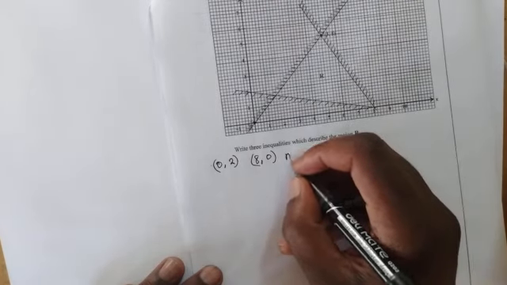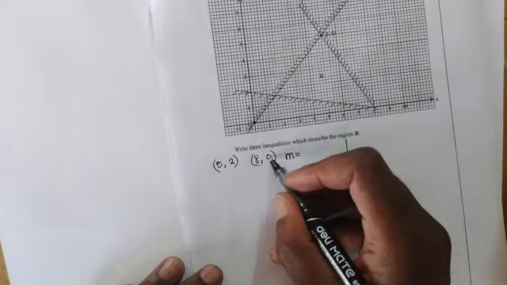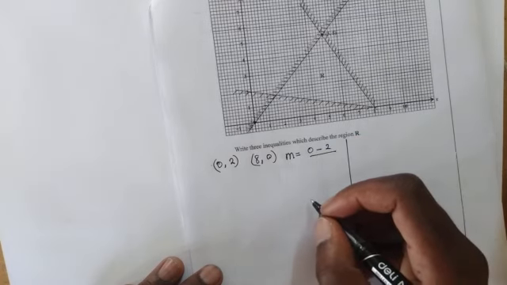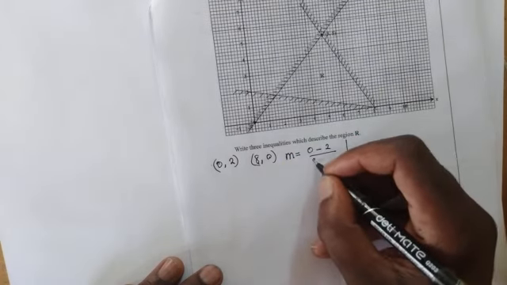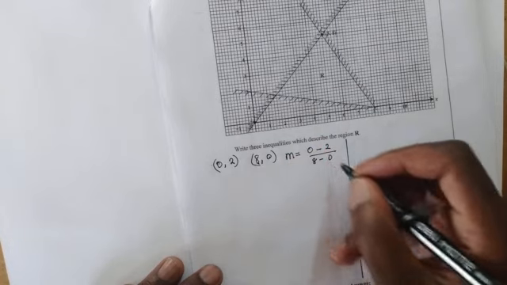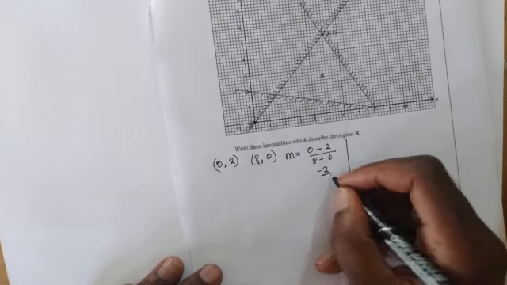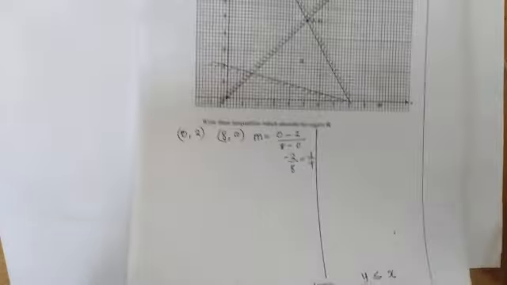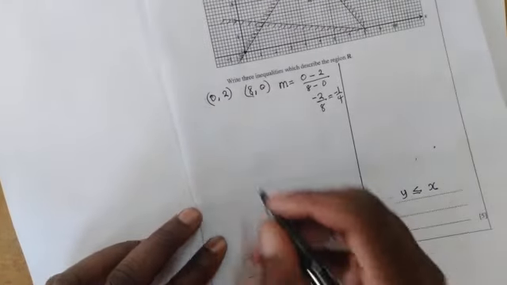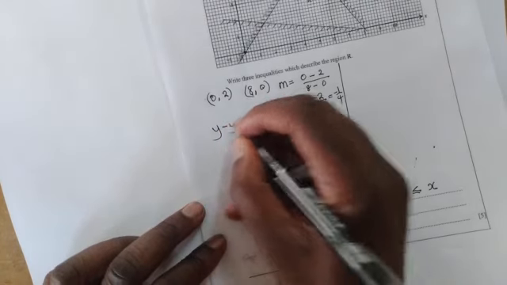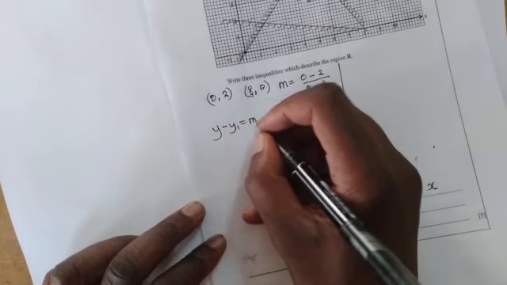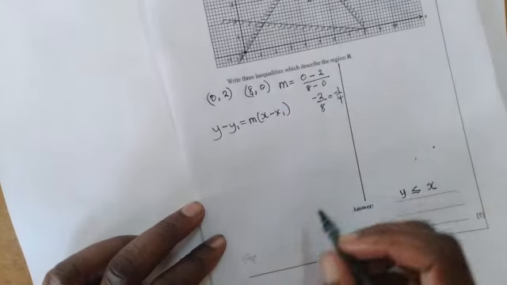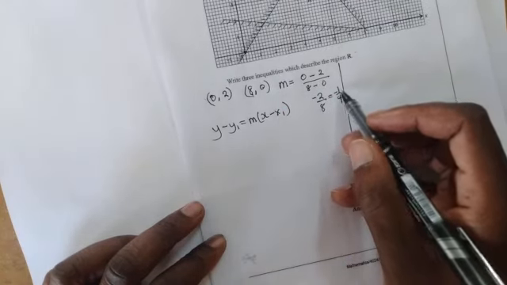So we're going to say m equals y2, which is 0, minus y1, which is 2, over x2, which is 8, minus x1, which is 0. So it's going to give us negative 2 over 8, which is negative 1 over 4. This is our gradient. Then we write the equation using this formula, which we've used before. So our m is negative 1 over 4.